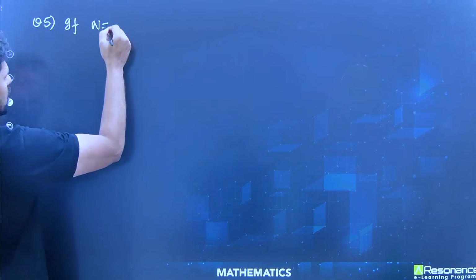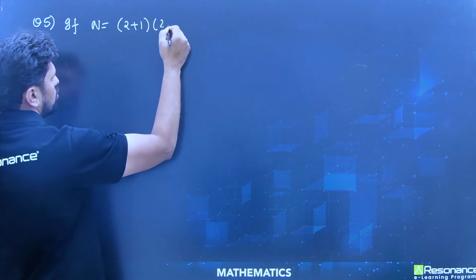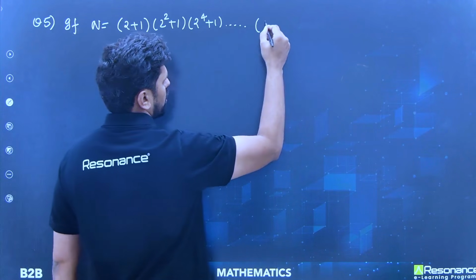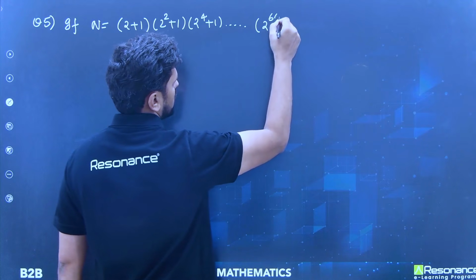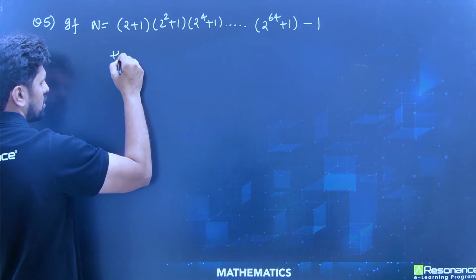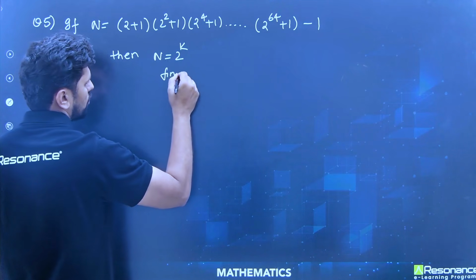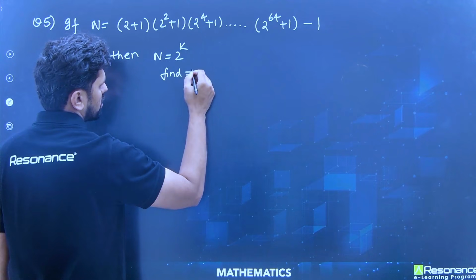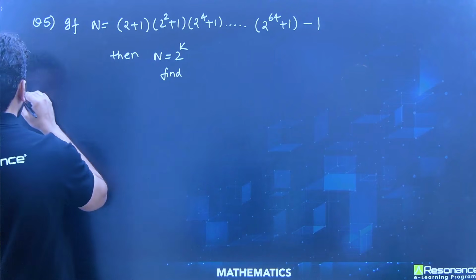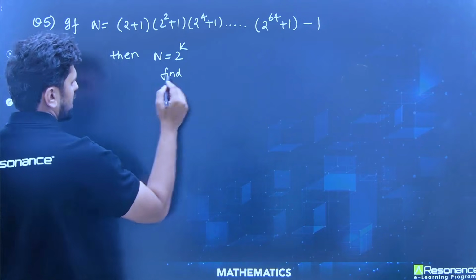If n equal to 2 plus 1 into 2 square plus 1 into 2 to the power 4 plus 1, and it's going to 2 to the power, let's say, 64 plus 1 minus 1, then n equal to 2 to the power k. Find k here.